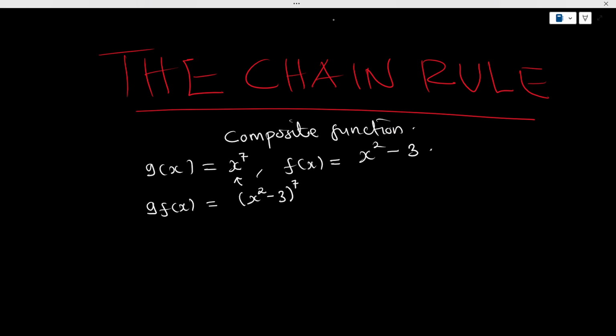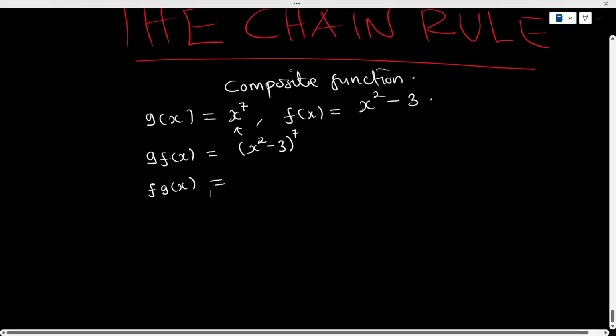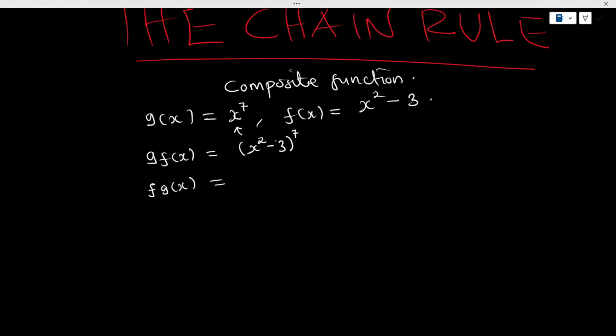I can also do the other way around. I can do f of g of x, and this time I'm going to write g of x as the input in the function f of x. So g of x is this one here. In the place of x, I'm going to plug in x to the 7th power, bracket squared minus 3.